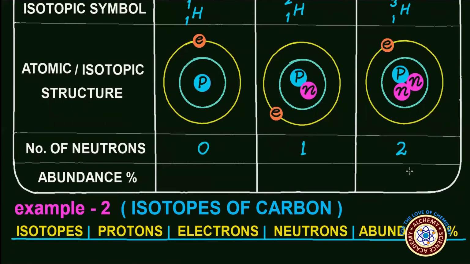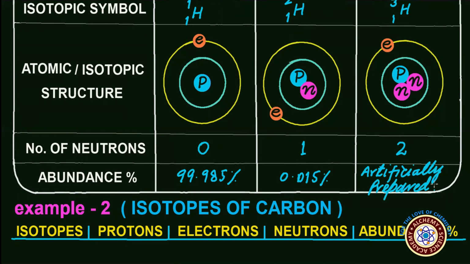Now the natural abundance of these isotopes in percentage is as follows. Protium is the most abundant one, and 99.985% of the hydrogen element consists of protium atoms or simple hydrogen atoms. Deuterium has a percentage abundance of 0.015%, whereas tritium does not exist in nature and is an artificially prepared isotope of hydrogen.